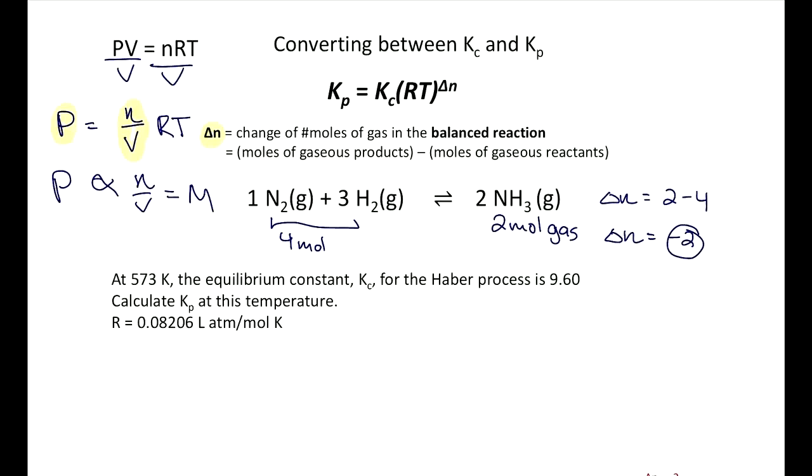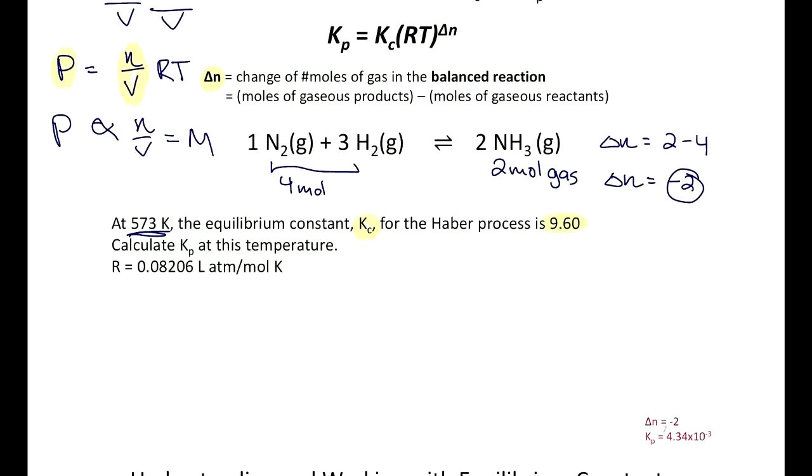And so let's actually calculate this. So at this temperature, the equilibrium constant for the Haber process is about 10. Let's calculate Kp at this temperature. So simply we are using this expression, Kp equals Kc (RT) to the delta n. So note we are using the gas law version of R, because we're converting pressures to molarity.